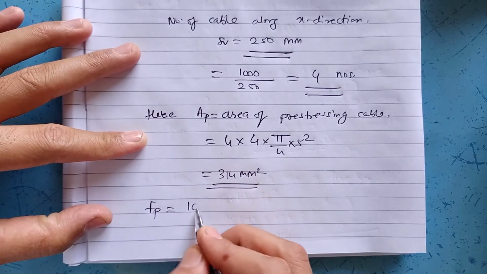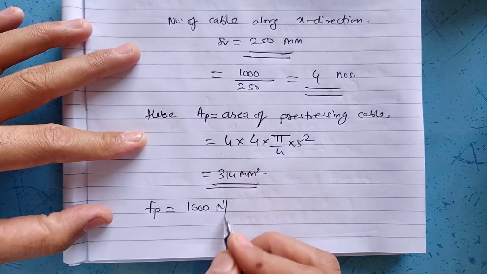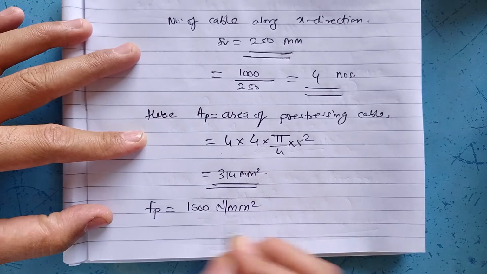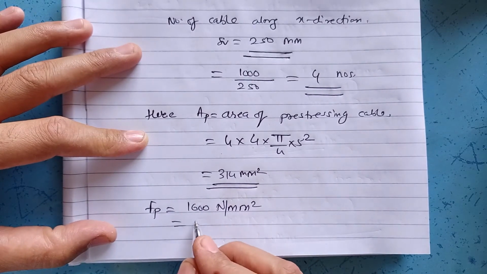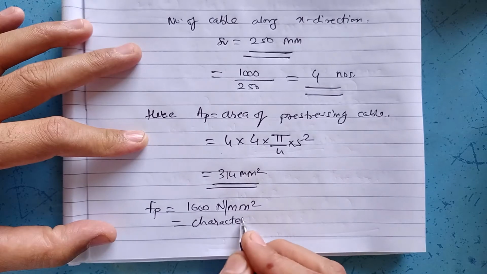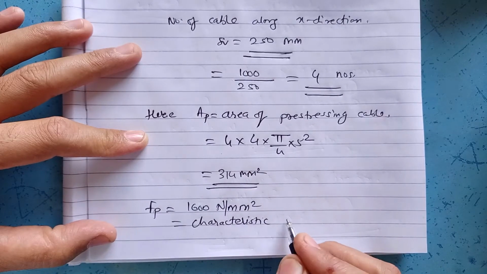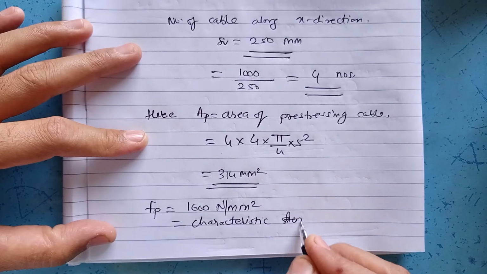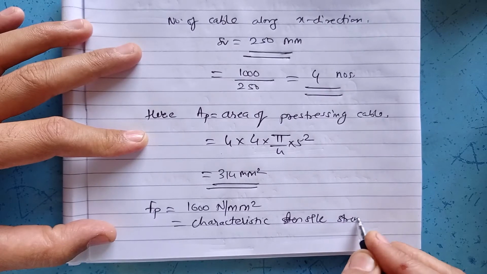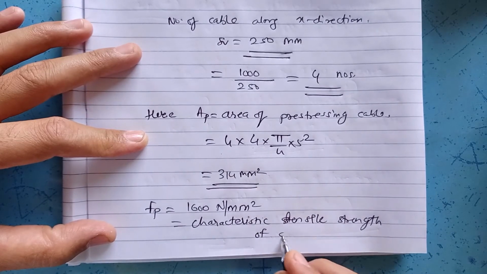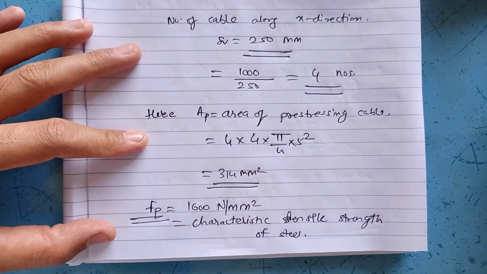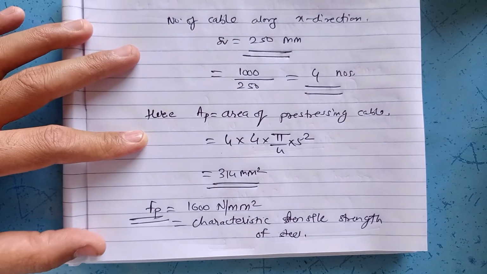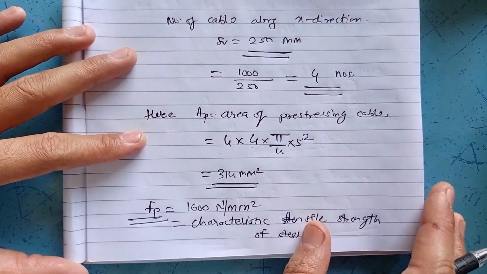And FP is given as 1600 Newton per mm square. FP is nothing but the characteristic tensile strength of steel. In the question it was given FP as 1600 Newton per mm square, the characteristic tensile strength of steel.